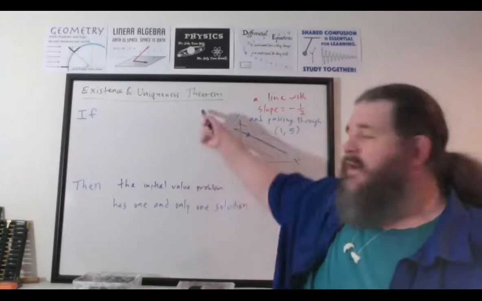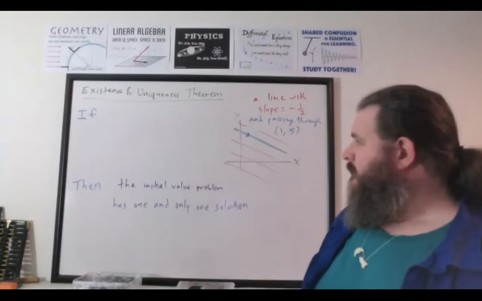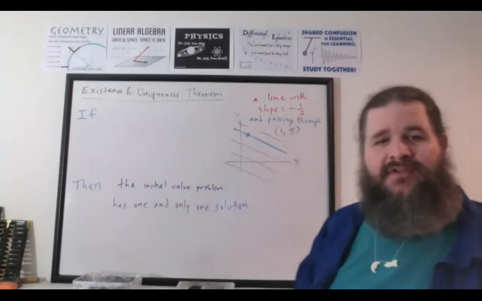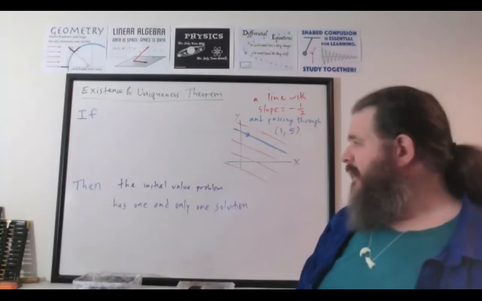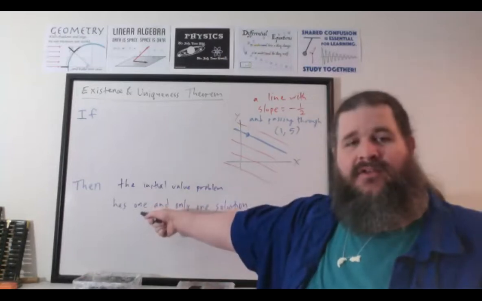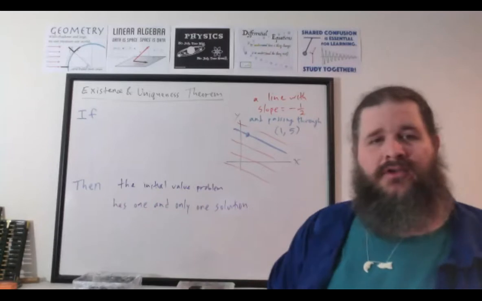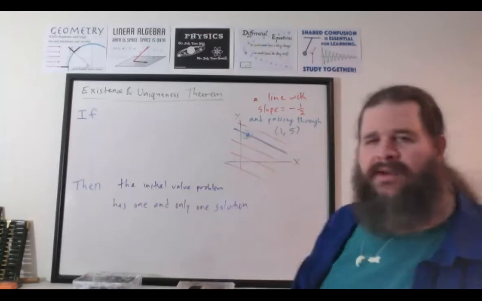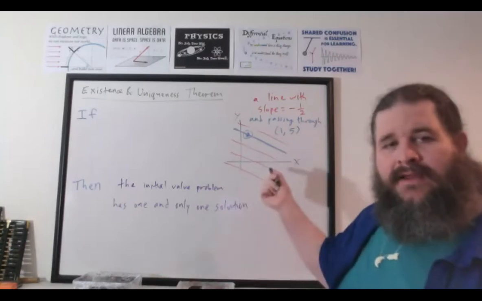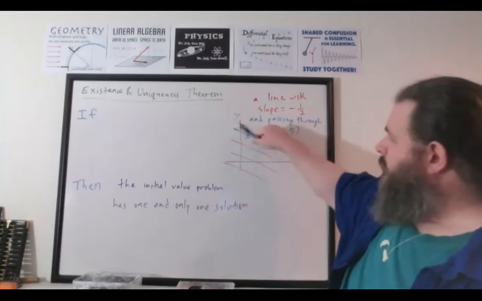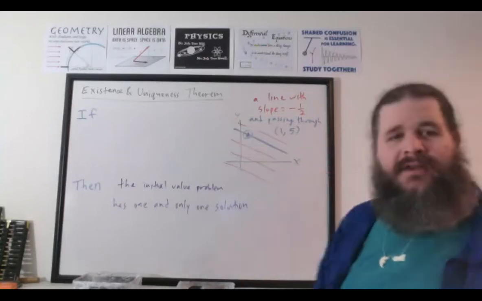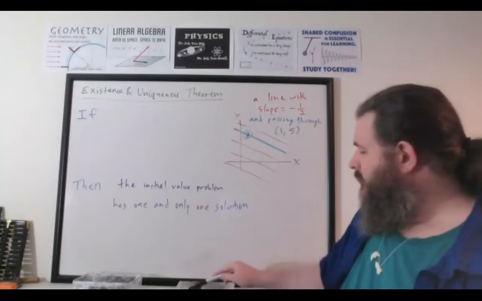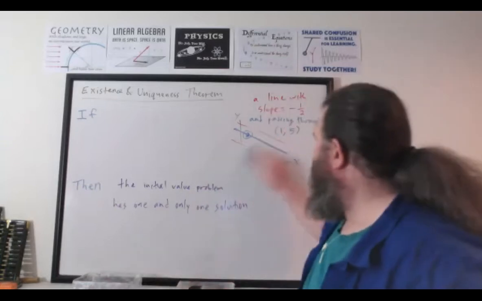So that's the sort of thing the existence and uniqueness theorem is talking about. Given a certain initial value problem, like knowing something about the slope and knowing a point that it passes through, we want to be able to narrow it down to, first of all, guaranteeing that there is a solution and that that's the only solution to the differential equation that passes through that point. For a line, that's pretty straightforward. If you know the slope and one point, you can show that that's the only line that matches those conditions. For a differential equation, we need a little more detail, a little more complication.